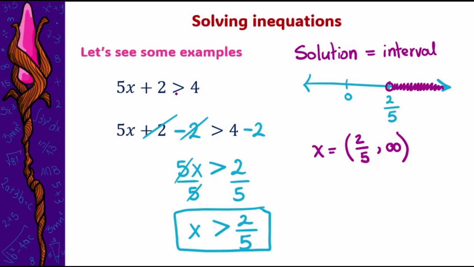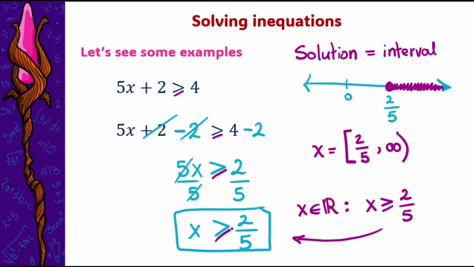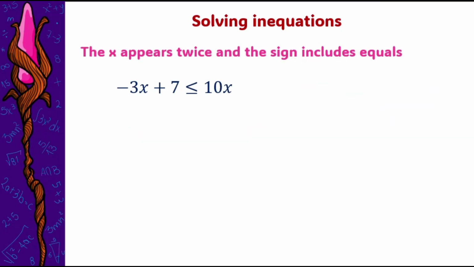Let's say that this is not greater than, but greater than or equal to. Then in that case, the 2/5 would be included, so we fill this point here, and this would be written with a square bracket like this, [2/5, infinity). So this tells me that the 2/5 is actually included. Another way that we could write it is, for example, x that belongs to the real numbers, so x is bigger than or equal to 2/5, like the actual answer that we got. That's another option.